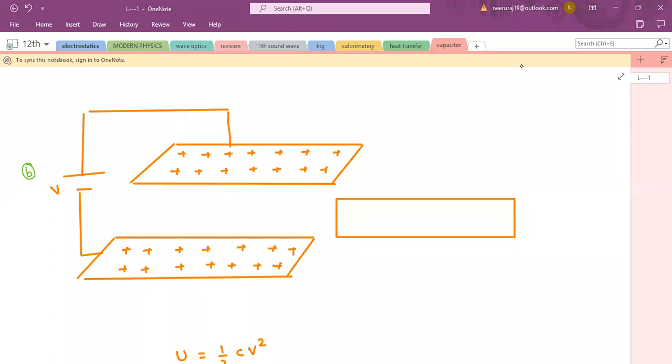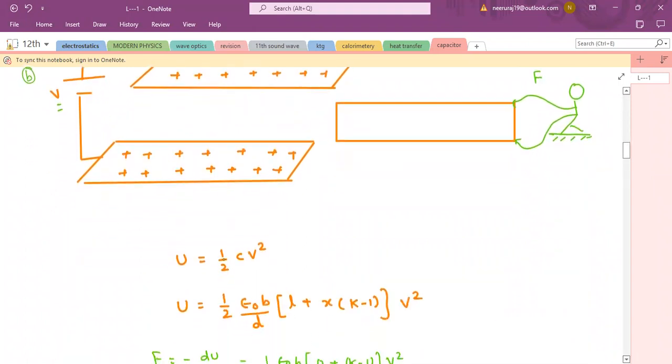Again, we are going to solve the same question. We need to find out again the force applied by this external agent on this slab when the slab is going inside slowly. Again, find the force, but this time the battery is connected. So we will solve the same problem, but we need to take care that this time it is connected by a battery, so the potential will remain constant. Now the potential energy of the system is U equals half CV square.